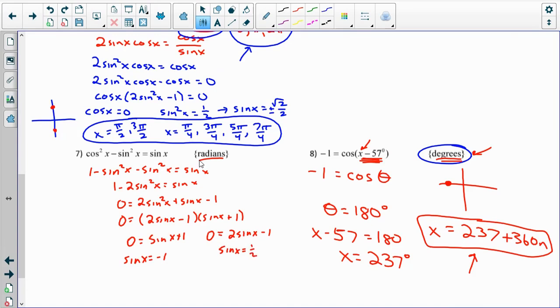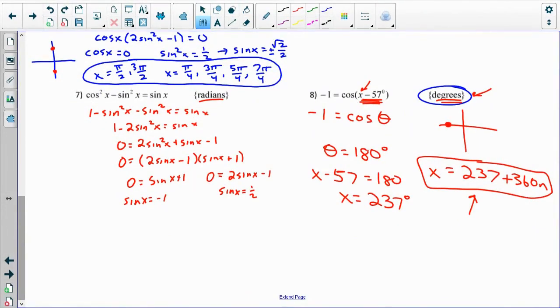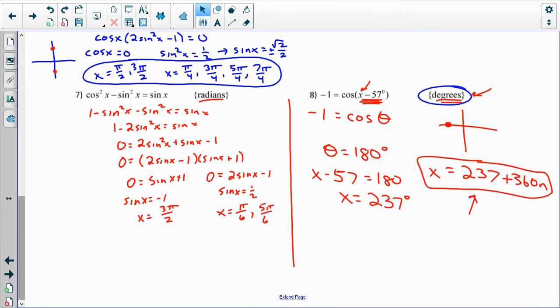Now I should know these pretty simply. I end up with sine of x equals -1 when x equals 3 pi over 2, and sine of x equals 1/2 when x equals pi over 6 and 5 pi over 6, which we already talked about in the last problem. Now, notice I have 3 possible answers here: x equals pi over 6, 3 pi over 2, and 5 pi over 6.